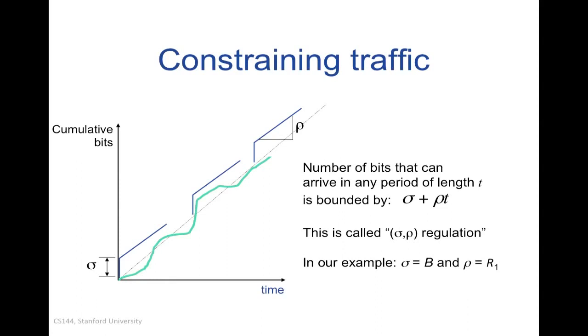We're going to constrain the traffic, and we're going to use a fairly well-known technique for doing this. It's something that's called sigma rho regulation. I'll tell you what sigma rho regulation is. It's basically the idea I just told you.